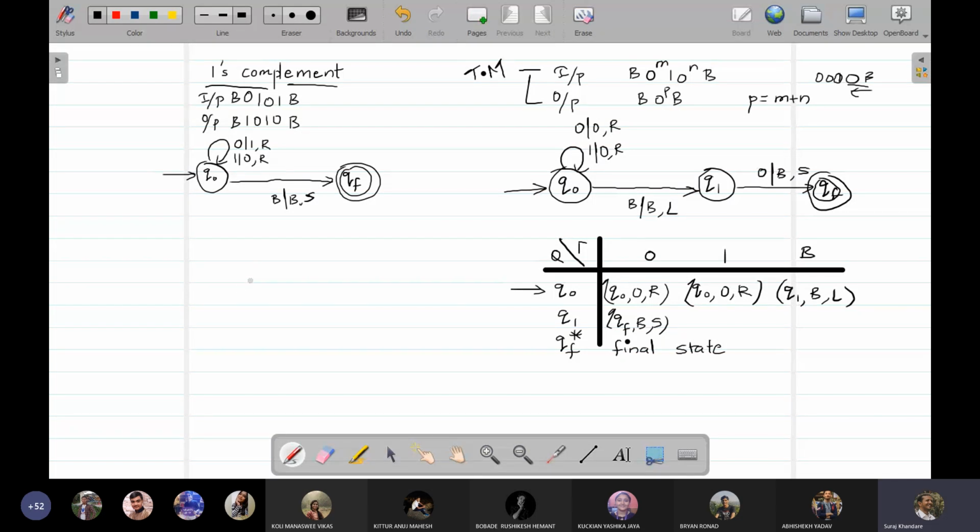Then next problem. Now we have found out one's complement of a binary number. Now let us find out two's complement of a binary number. So, Turing machine to design two's complement. This was also asked in one of the exams.